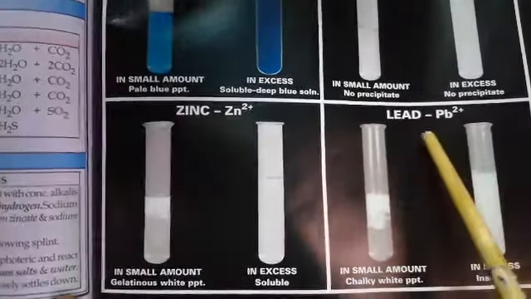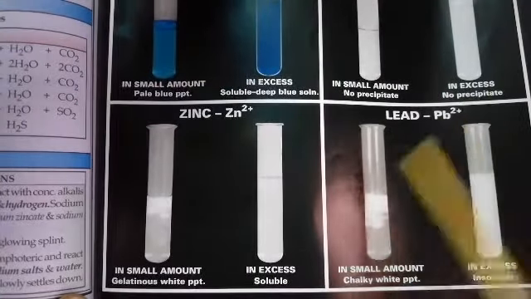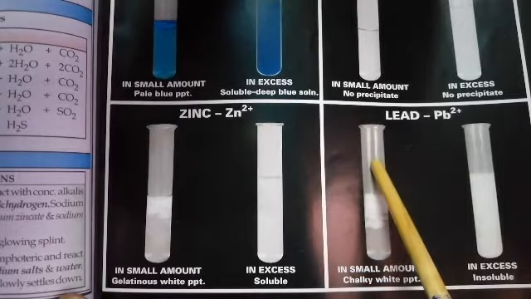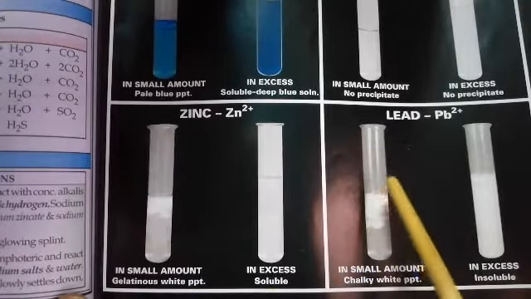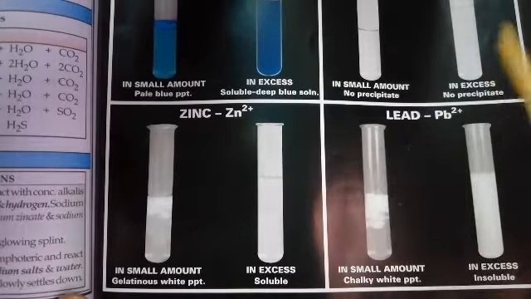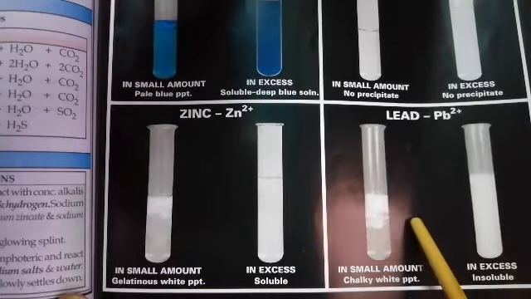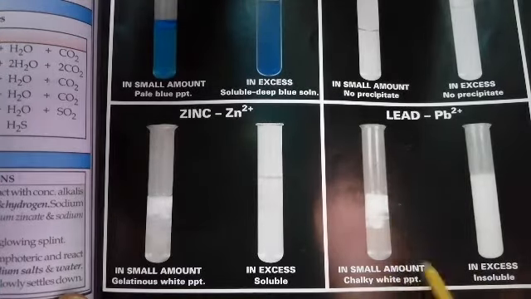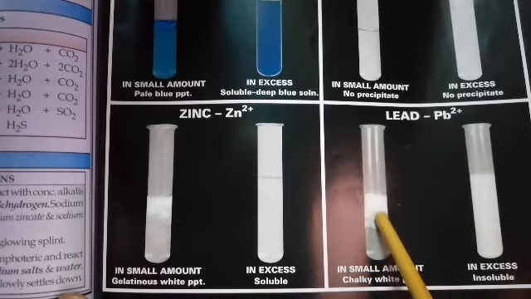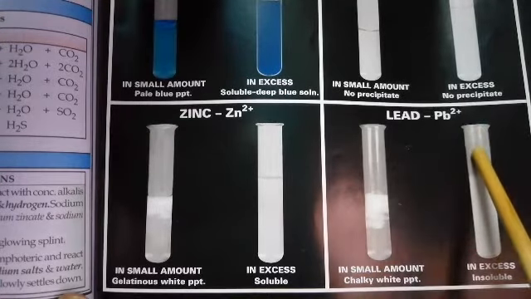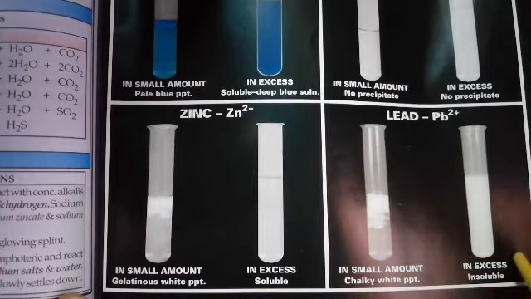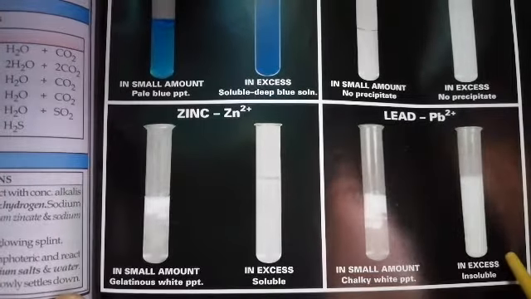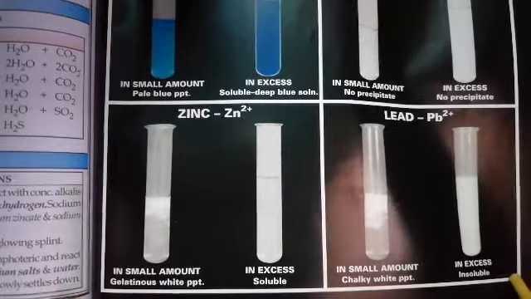Now, let us see lead ions. Suppose you have taken lead nitrate solution in this test tube and you have added in small amounts the alkali ammonium hydroxide. What do you observe? Chalky white precipitate. And what happens when you add excess of the alkali ammonium hydroxide to it? In excess, it is insoluble. That means it does not dissolve even in excess of the alkali ammonium hydroxide.